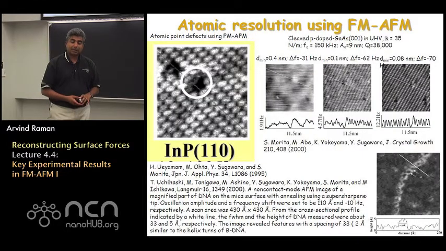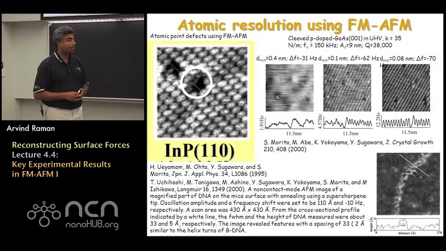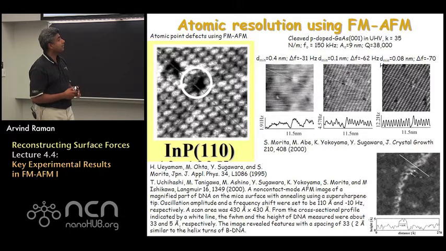Very soon after this FM-AFM result, the literature started flowing in with images taken at atomic resolution with FM-AFM. On the top left, in 1995, the same year that Giessibl's Science paper was published, was one of the earliest studies of atomic point defects using FM-AFM, in this case on indium phosphide.